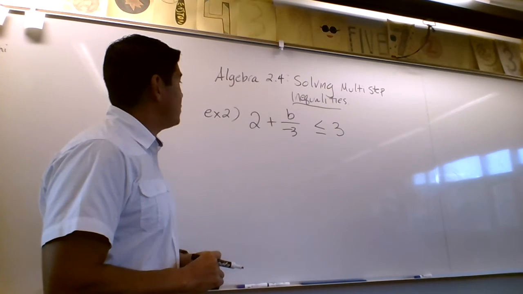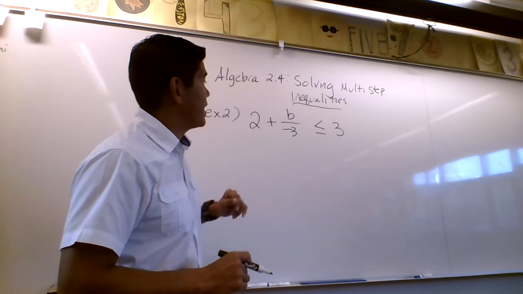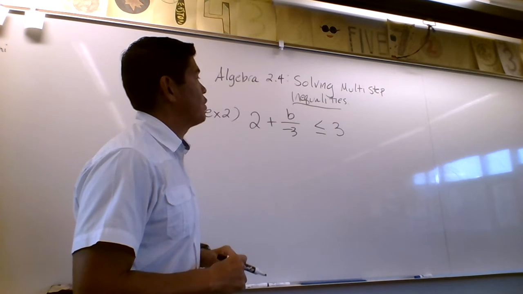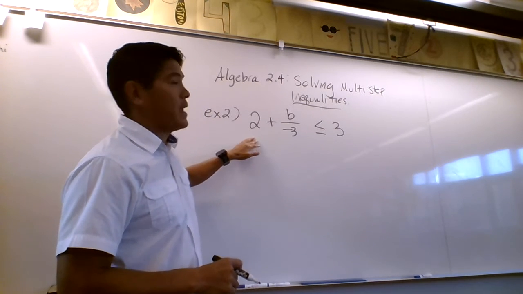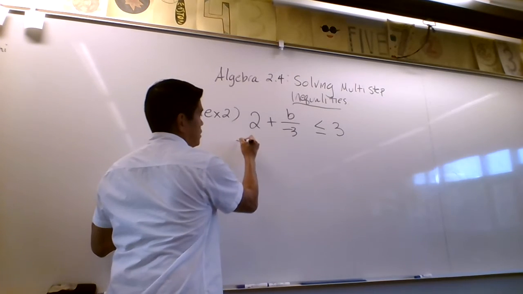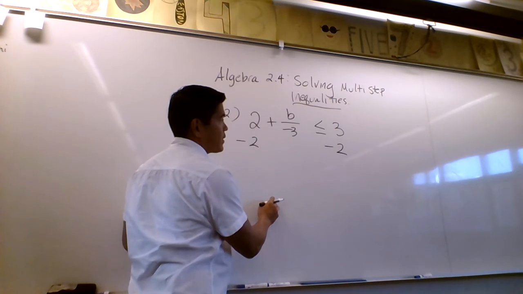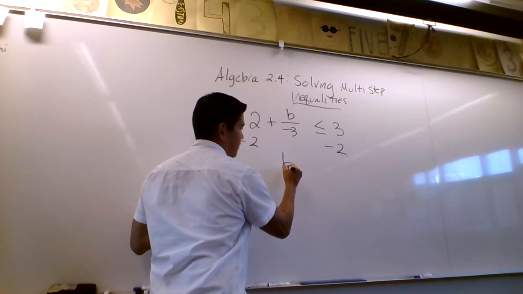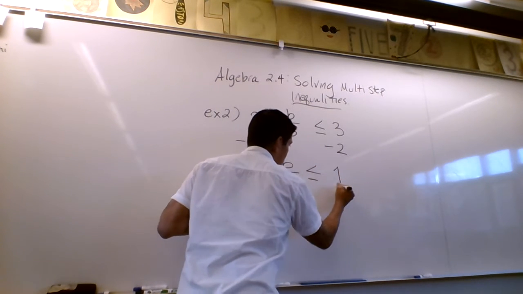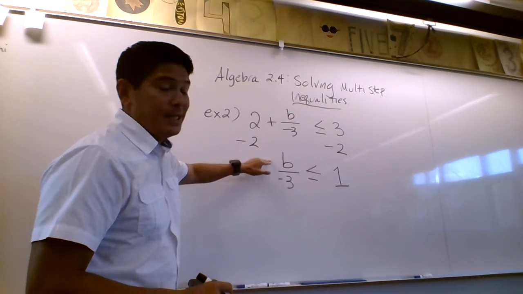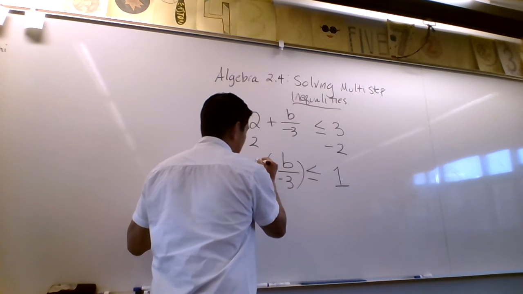So on my next example, I have the inequality 2 plus b divided by 3 is less than or equal to 3. The first inverse operation is getting rid of the 2. 2 is being added to b divided by 3, so subtract 2 from each side of the inequality. That is not multiplying or dividing by a negative. So we're left with b divided by negative 3 is less than or equal to 3 minus 2, which is 1. Now we're left with b divided by negative 3, so the correct inverse operation would be to multiply each side by negative 3.